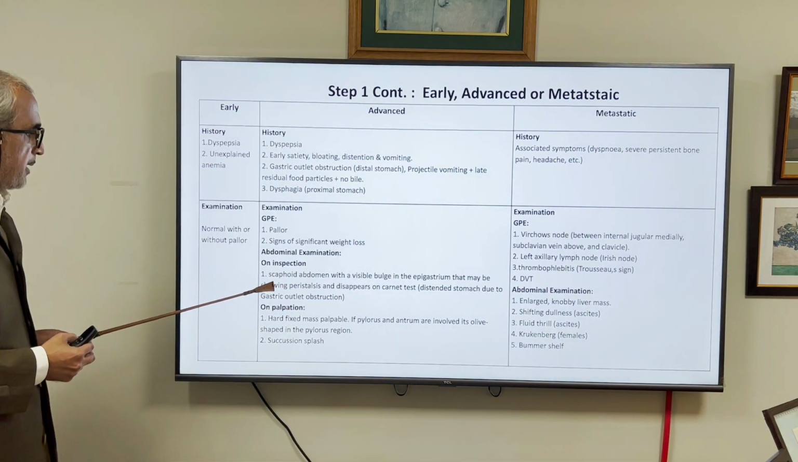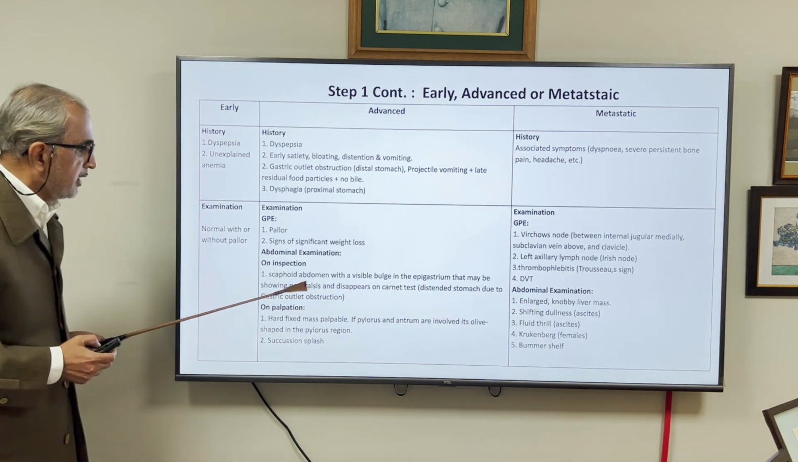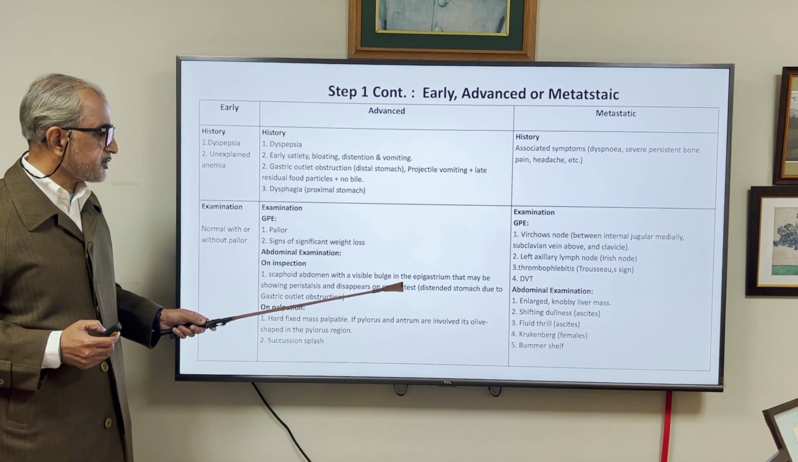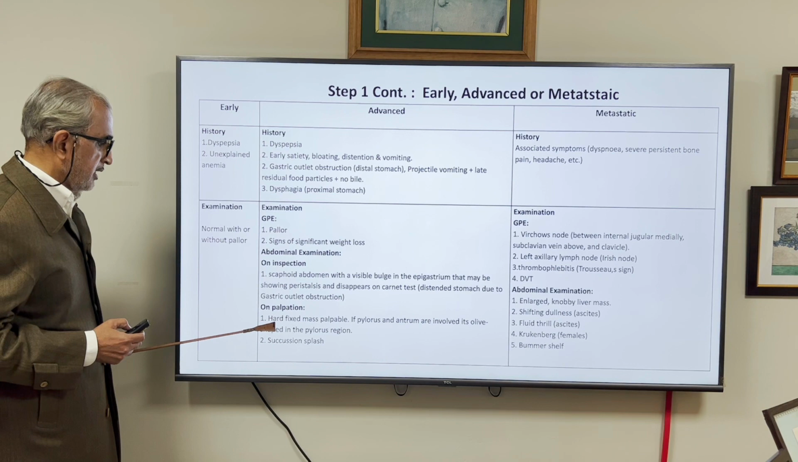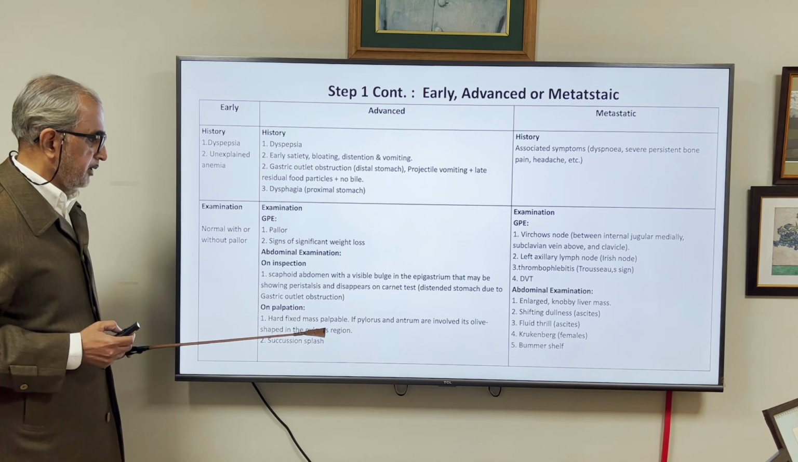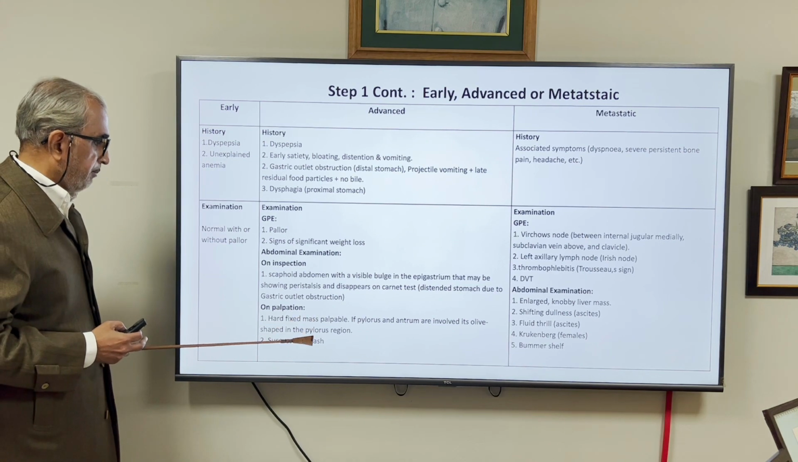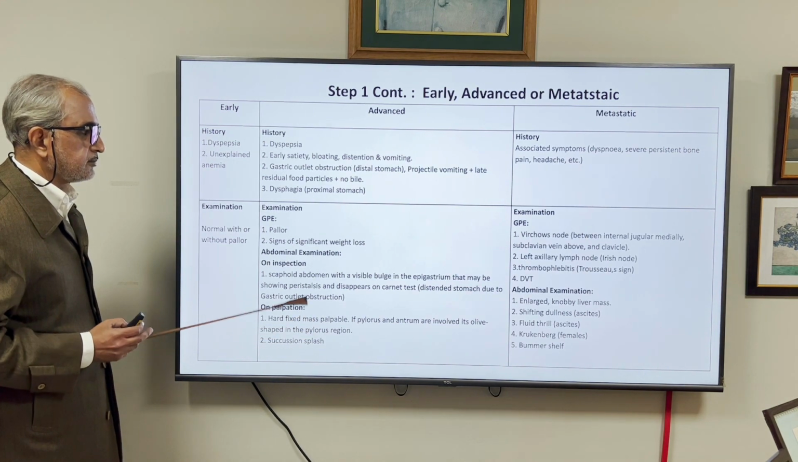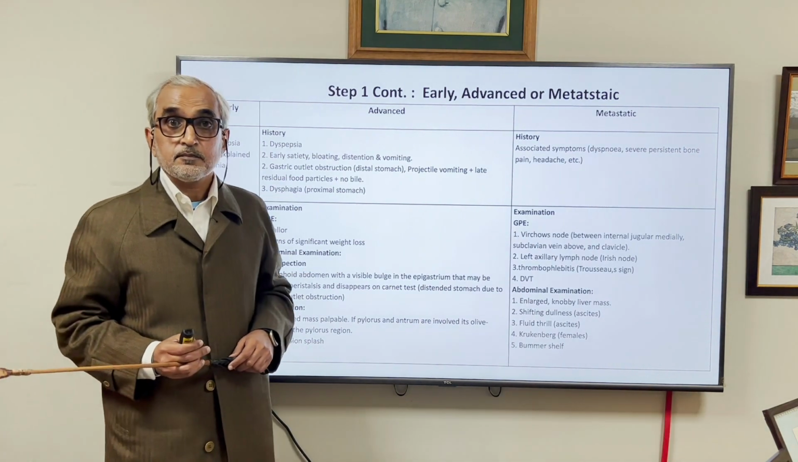So therefore, on inspection, a scaphoid abdomen with a visible bulge in the epigastrium that may be showing peristalsis and disappears on Carnot's sign, a distended stomach due to gastric outlet obstruction. On palpation, a hard fixed mass is palpable. If the pylorus and antrum are involved, it is olive shaped in the pylorus region, and a succussion splash could be present. These things show it is an advanced carcinoma stomach.